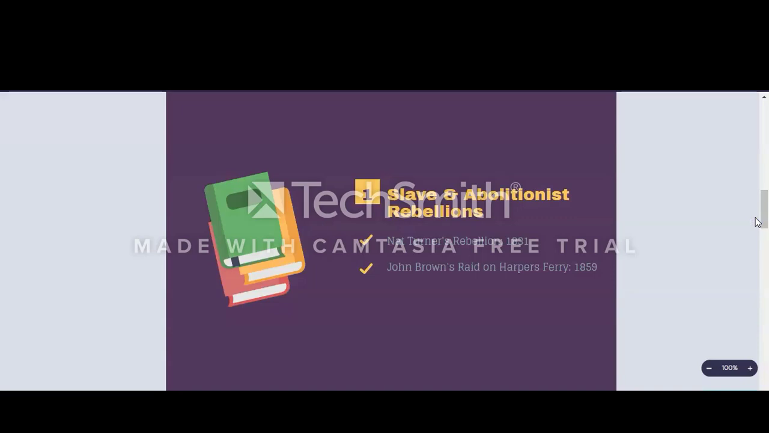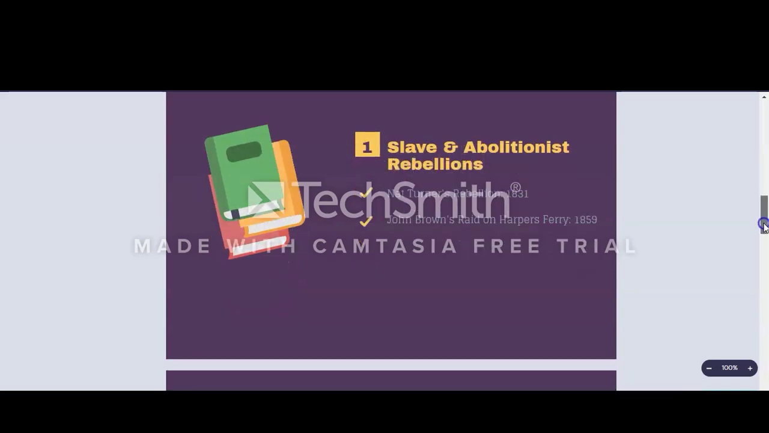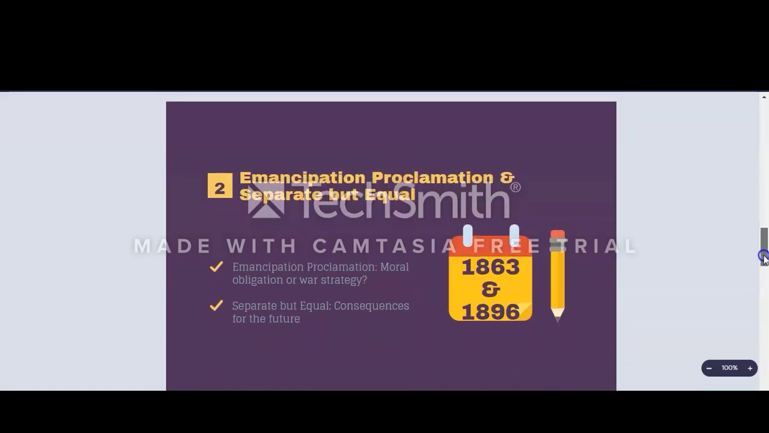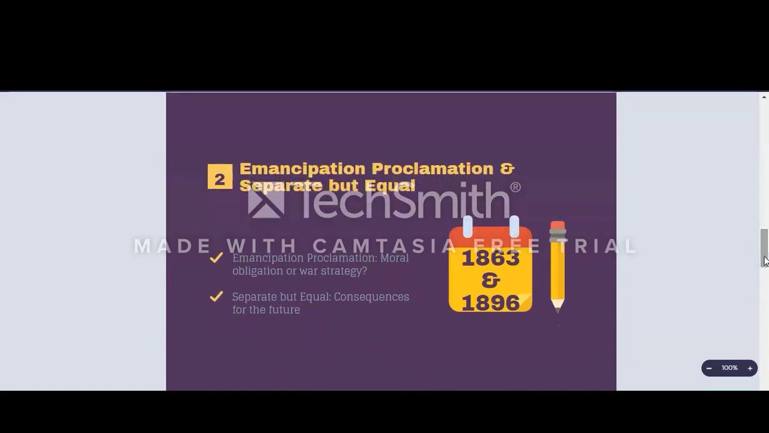So first of all, like I said, we're going to talk about slave and abolitionist rebellions. Nat Turner's rebellion's a big one, and then John Brown's raid on Harper's Ferry, 1831 and 1859. Like I said, this is just me a quick overview. We will get more into detail about these things with our assignment.